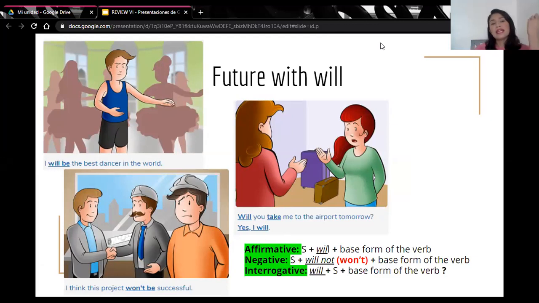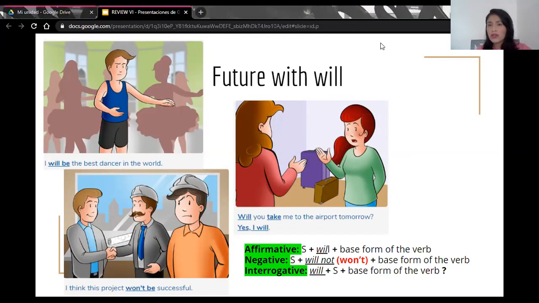When I'm predicting something. When I'm predicting something that I want to happen, let's call it that. For example, in the first example, I will be the best dancer in the world. It is something that I want. So if I'm planning to do it, but I mean, it's just like an expression, a prediction, something that I want to happen. And then in the second, I think this project won't be successful.